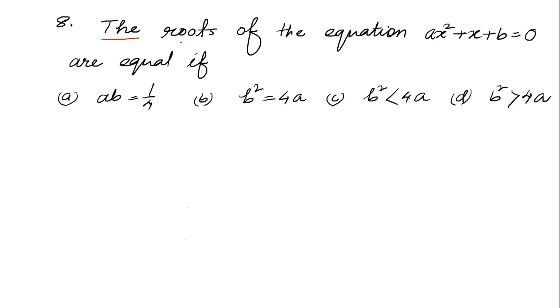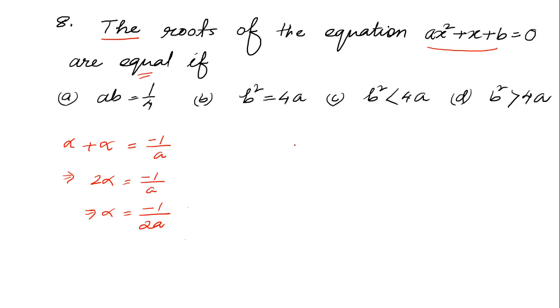Question number 8, the roots of the equation ax square plus bx plus b is equal to 0 are equal. So the roots are given as equal here. If we take one as alpha, then the other one will also be alpha, because both roots are given equal. So alpha plus alpha is equal to minus b by a, sum of the roots is equal to minus b by a, so twice alpha is equal to minus 1 by a, alpha is equal to what, minus 1 by 2a.